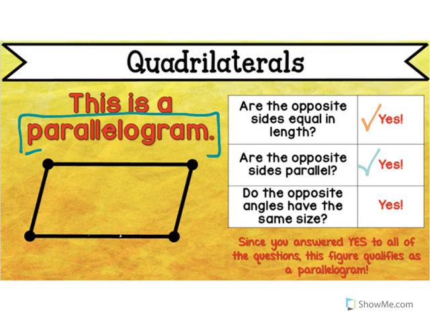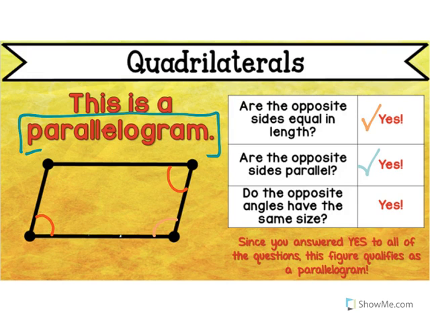Now the last one says, do the opposite angles have the same size? We'd have to measure this one, but for now we're just going to look at it. Do these 2 angles look the same? Yeah, they do. Okay, what about these 2 angles? Yeah, they do. See how they're opposite of each other? They're right across. Okay, so yes, they are the same. So this is a parallelogram.